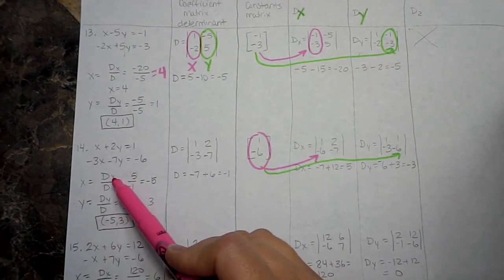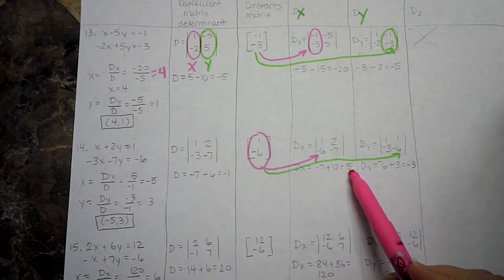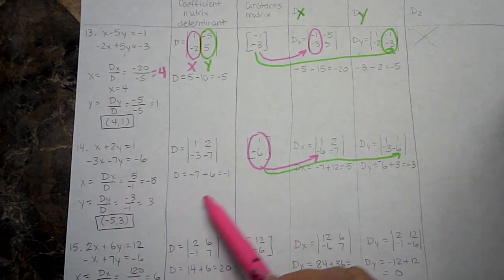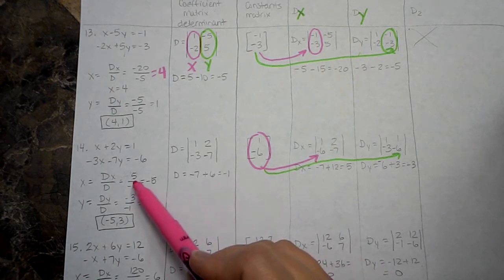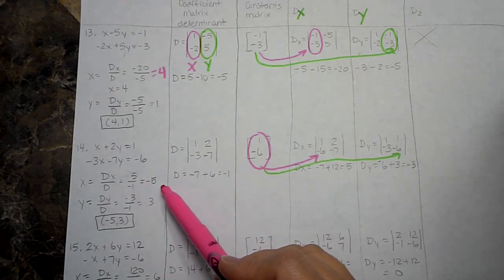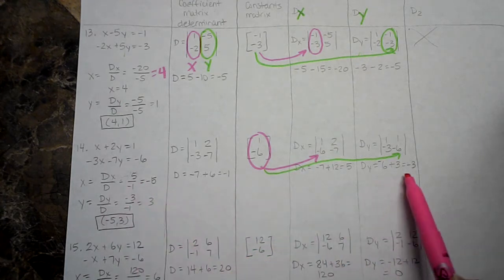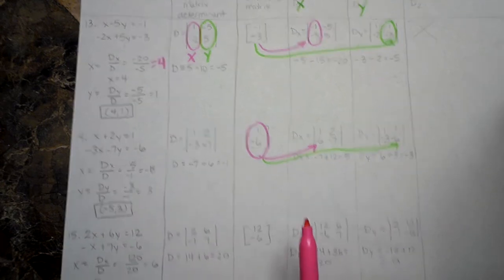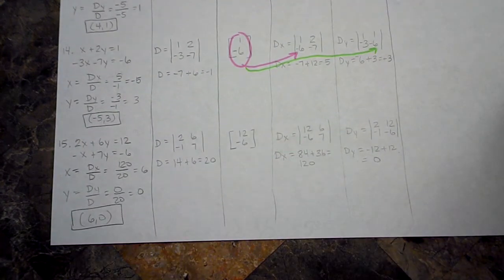The determinant of x, which is 5, divided by the determinant of the coefficients, which is negative 1. And I get negative 5. The determinant of y, divided by the determinant of the coefficients, and I get 3. So here's my solution. Number 15 is provided for you.